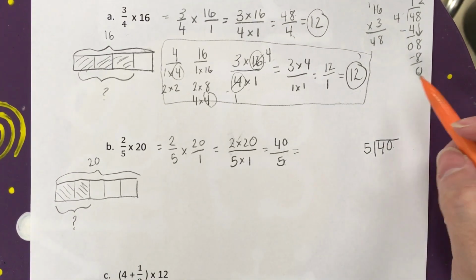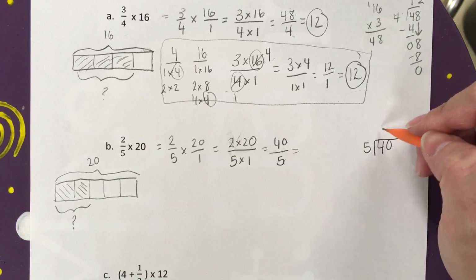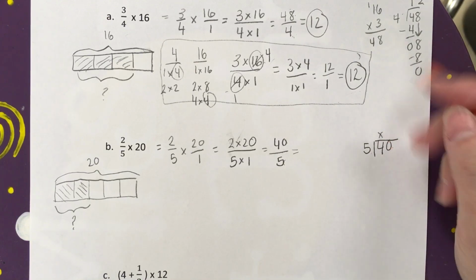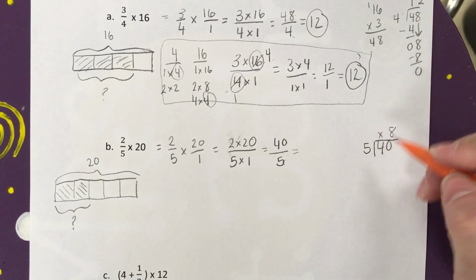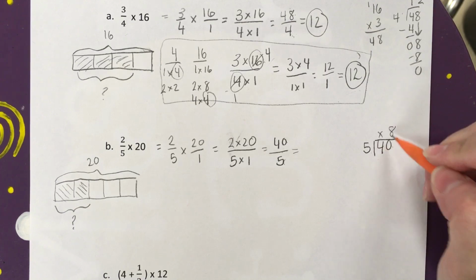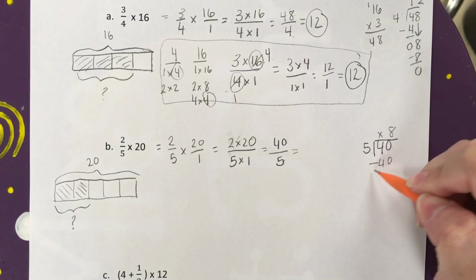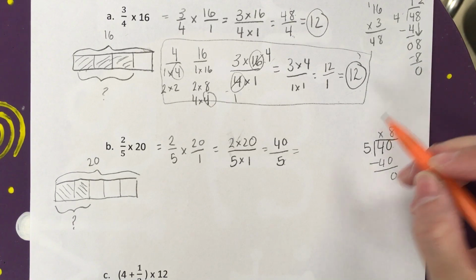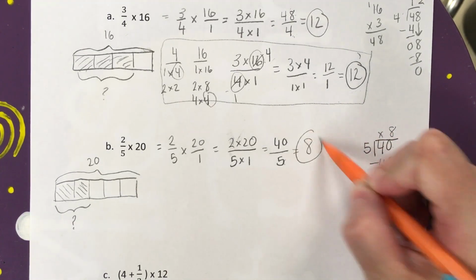And now I'm thinking 5 times what gets me close to 40? Well, you can skip count by 5s and you'll find that 8 groups of 5 gives me exactly 40. So 8 times 5 is 40. I subtract 40 minus 40 and I get 0. So here my answer is 8.